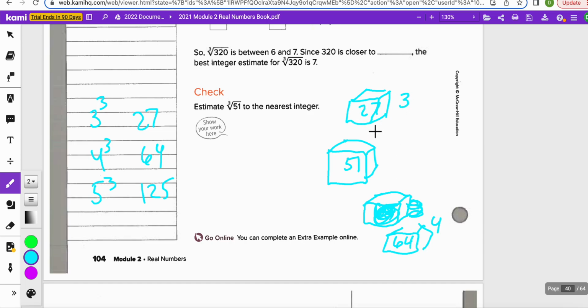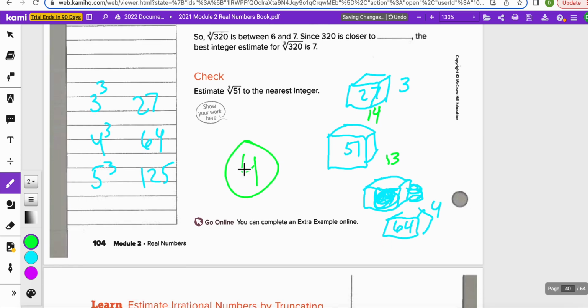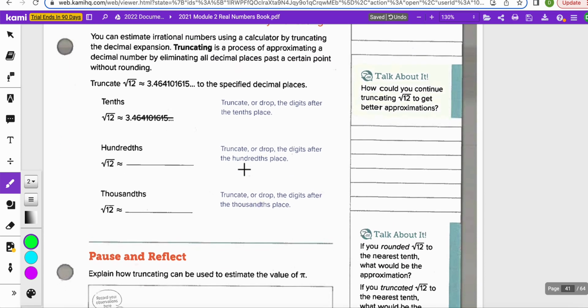Well, let's see here. It is 14 spots away. 27 is 14 spots away from 51, and 13 spots away from 64. So this one's really close. This is almost like halfway between, but it is closer to 4, so its nearest integer would be 4. Okay, and we can also estimate the decimal value.